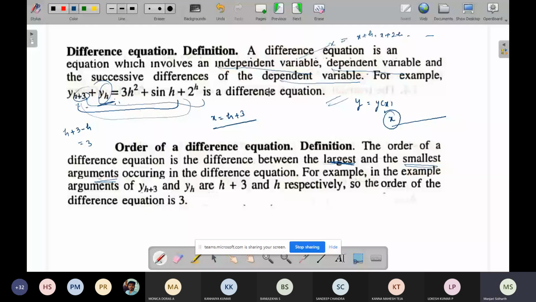Now suppose you have this type of equation, y(n plus 2) and so on. Generally, you will get this only, equal to some function of n, right? So the smallest is y n, the largest is y(n plus 2). The difference is n plus 2 minus n, that means 2. So this is a second order difference equation.